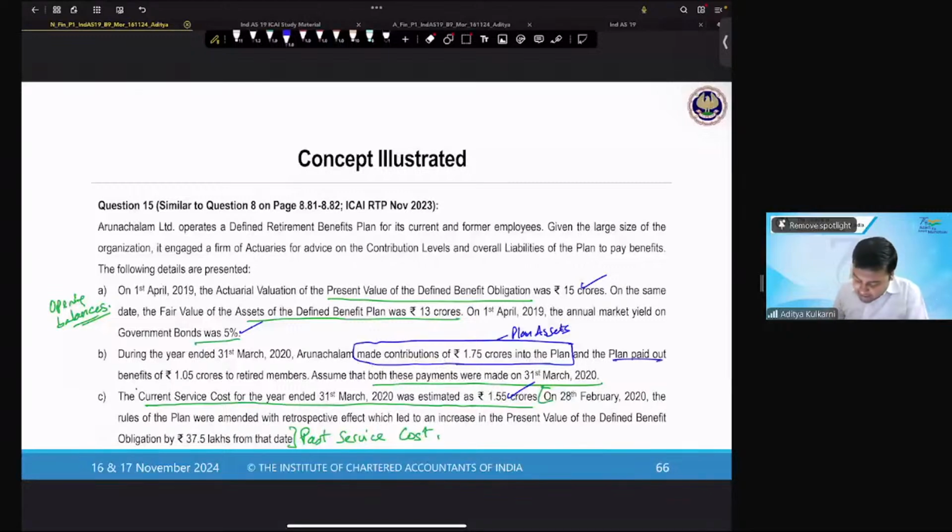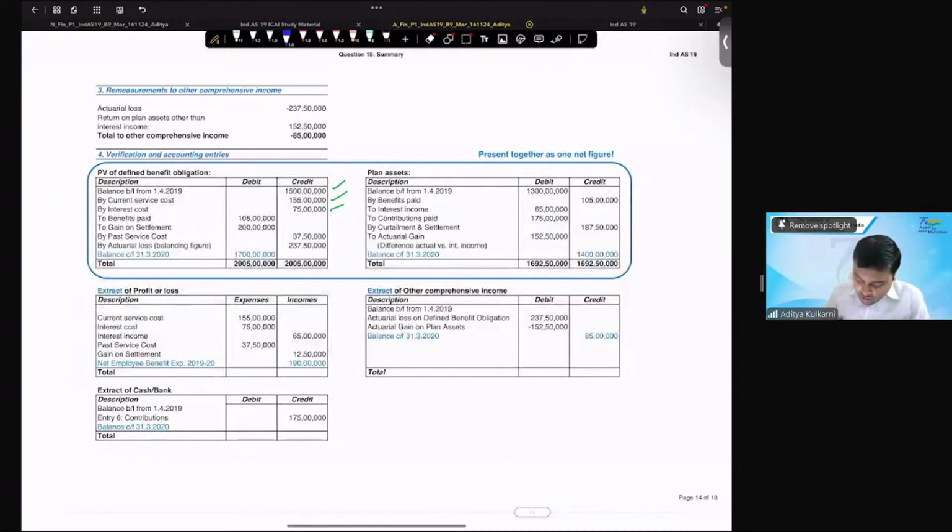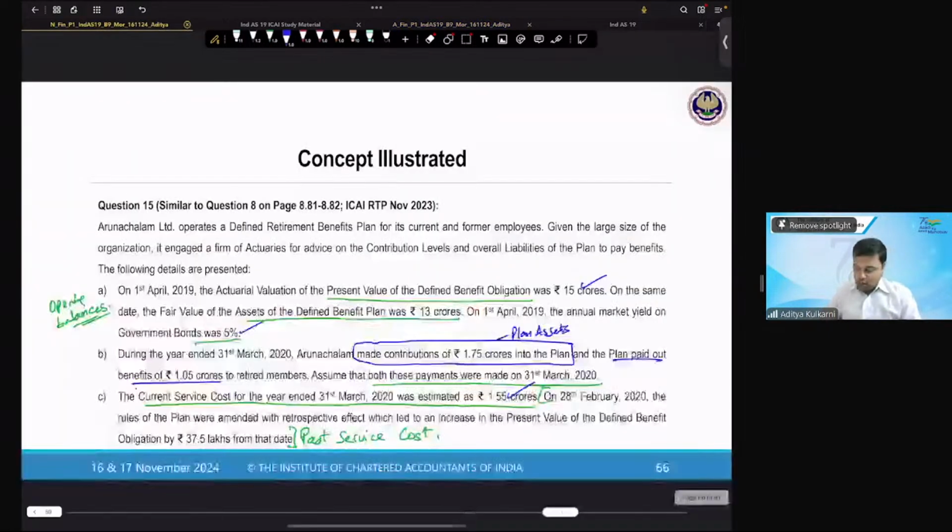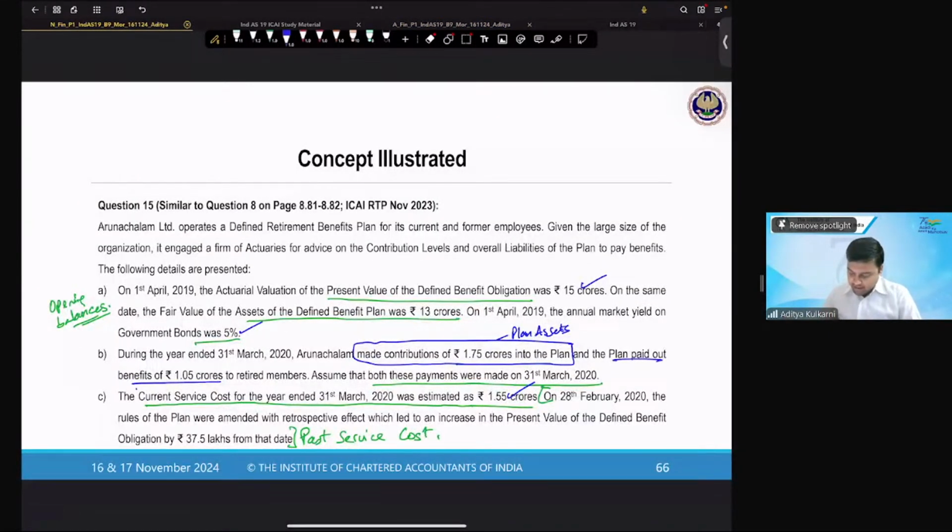And the plan paid out benefits of 1.05 crores to the members. Will this come in my obligation account? Yes, sir, this will come in both the places. Obligation bhi aayega and it will come in the plan assets also. Okay. So benefits paid 1.05 crores. Is it okay till now? Yes. All right. So ये हो गया हमारा benefit.